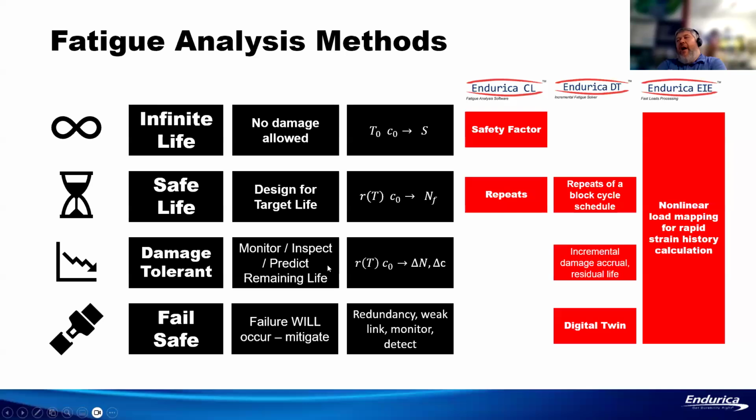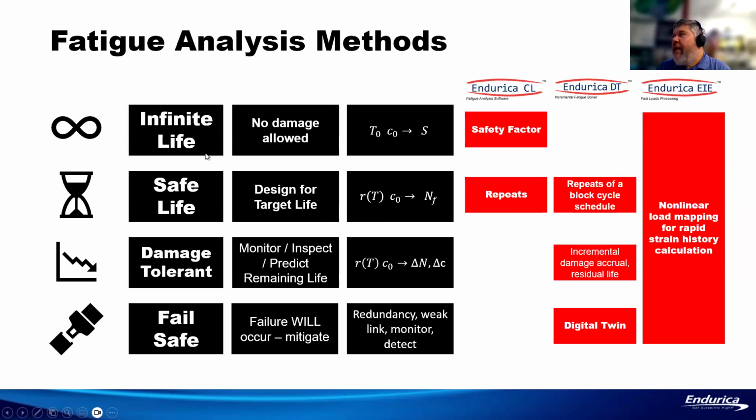And in the damage tolerant approach, we are monitoring and tracking the transient history of development of damage in the part. It's not a matter of repeating the same thing over and over. It's just accruing the damage as it happens for the particular history. And Endure can do that as well.